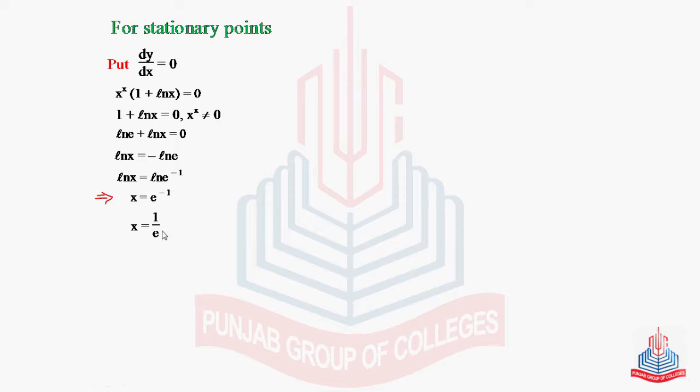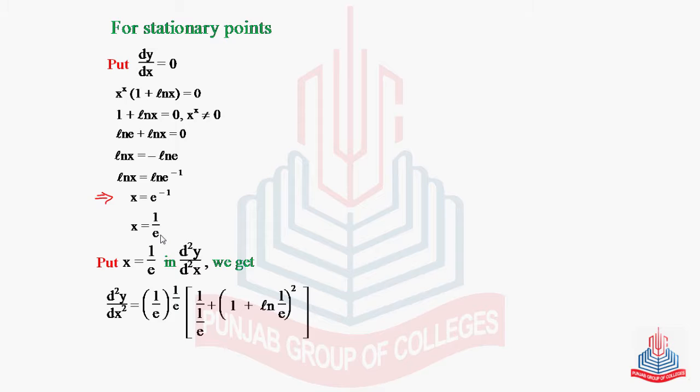Now this x is equal to 1 over e will put into the second derivative. Put x is equal to 1 over e in our second derivative. We have d2y by dx square is equal to 1 over e raised to the power 1 over e, and 1 over 1 over e plus 1 plus log 1 over e whole square. We just put x is equal to 1 over e wherever the x was in second derivative.